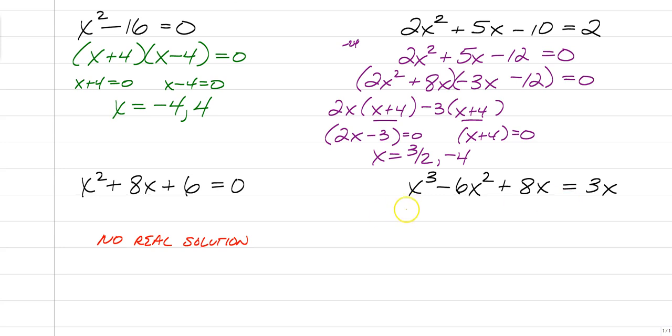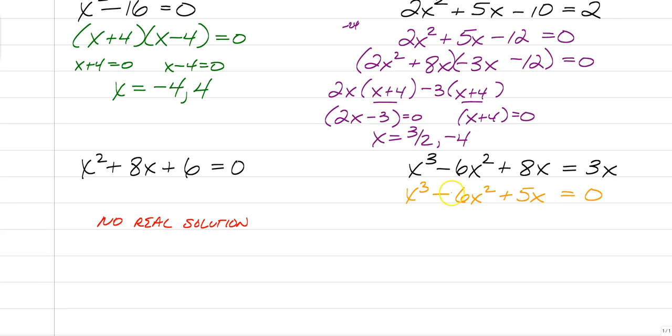Last equation here, you've got x cubed minus 6x squared plus 5x. That's equal to 0. Again, the first step, you must be equal to 0. Now you need to factor out your GCF. So you're going to factor out an x from all of these, leaving you with x squared minus 6x plus 5, and that's equal to 0. We still need to factor this, so what two numbers multiply to a positive 5 but add to negative 6? That would be negative 5 and negative 1.